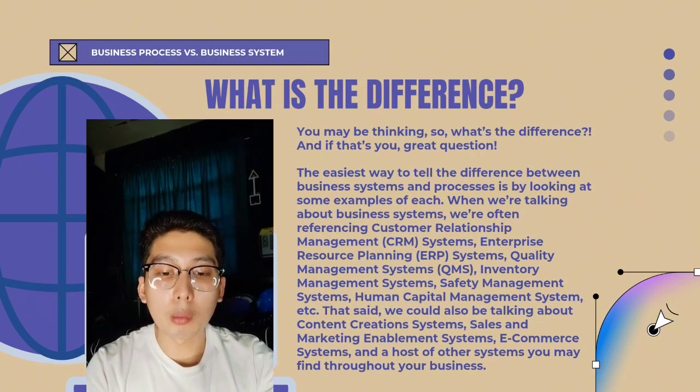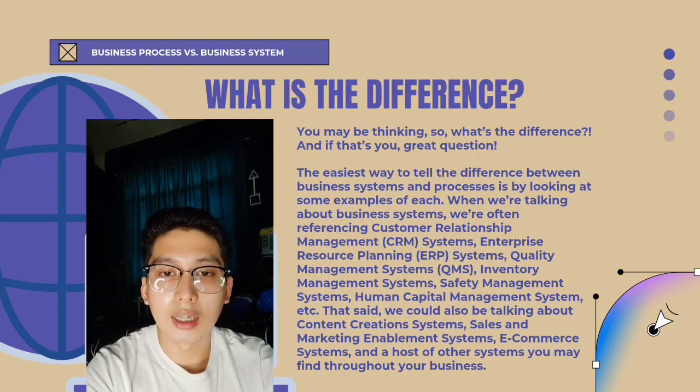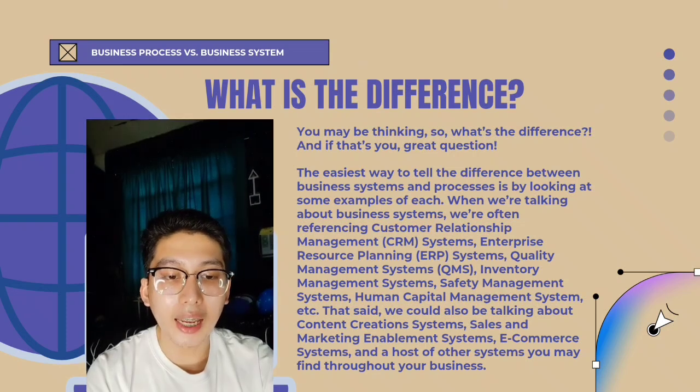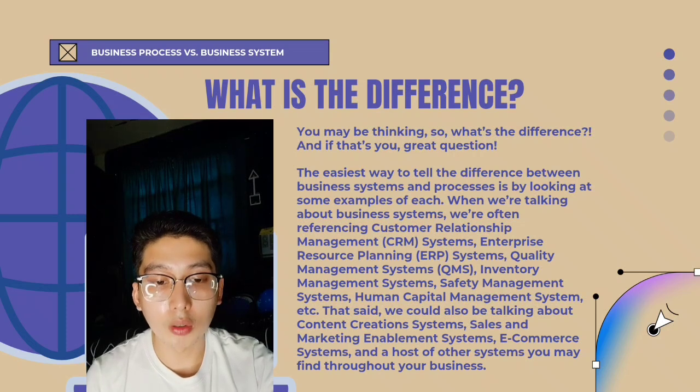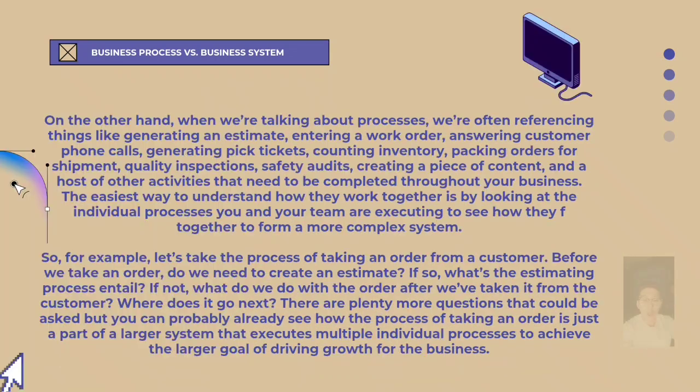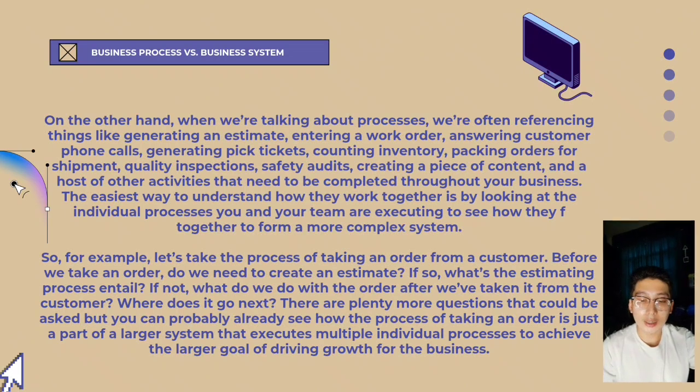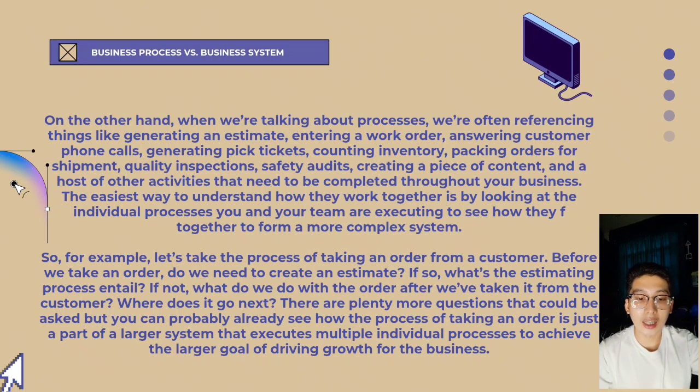That said, we could also be thinking about content creation systems, sales and marketing enablement systems, e-commerce systems, and a host of other systems you may find throughout your business. On the other hand, when we're talking about processes, we're often referencing things like generating an estimate, entering a work order, answering customer phone calls, generating pick tickets, counting inventory, packing orders for shipment, quality inspections, safety audits, creating a piece of content, and a host of other activities that need to be completed throughout your business.